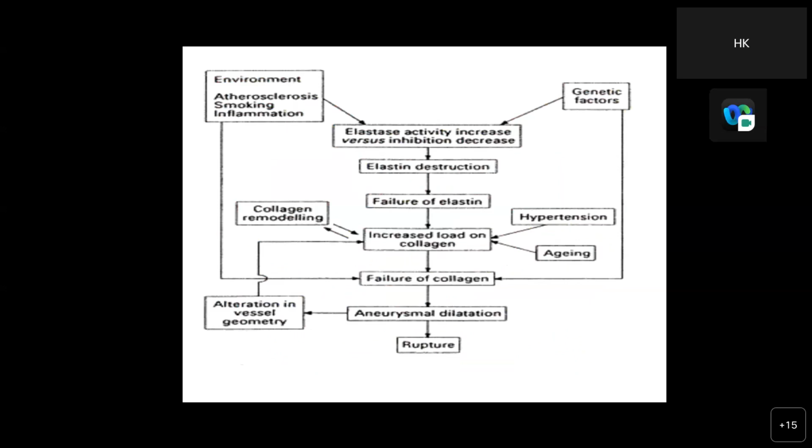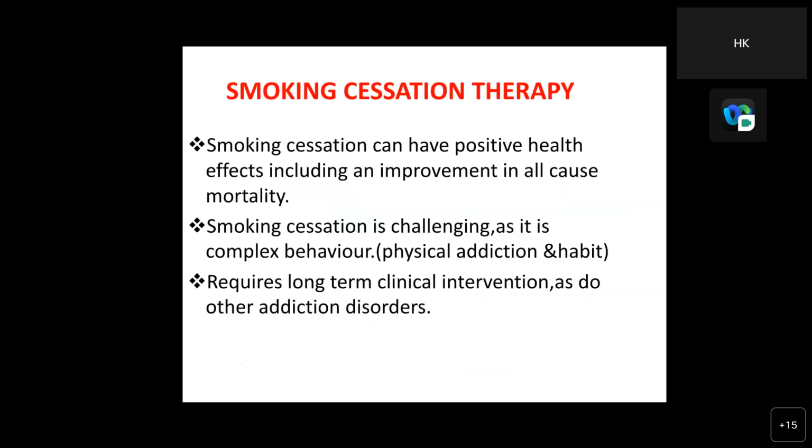Environmental factors, atherosclerosis, smoking, inflammation, and genetic factors all increase elastase activity or decrease elastase inhibition activity. This leads to elastin degradation and failure of the elastin, so that there is an increased load on collagen, either through hypertension or aging. All that leads to the failure of the collagen, leading to aneurysmal dilatation and rupture.